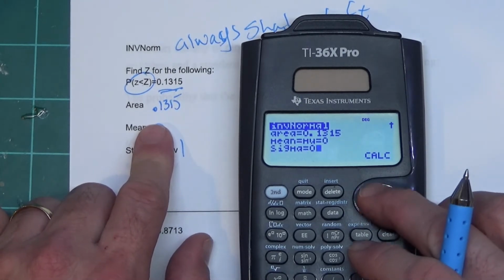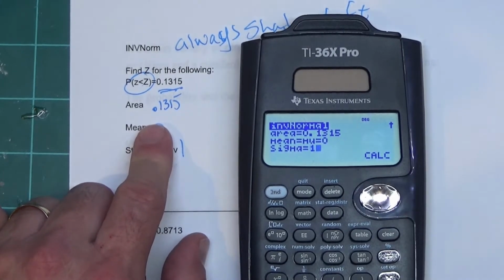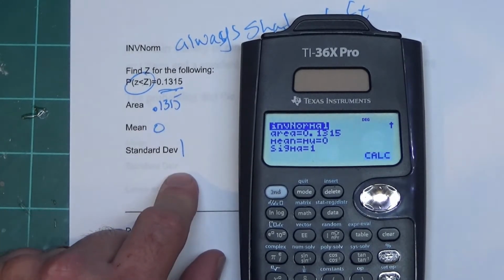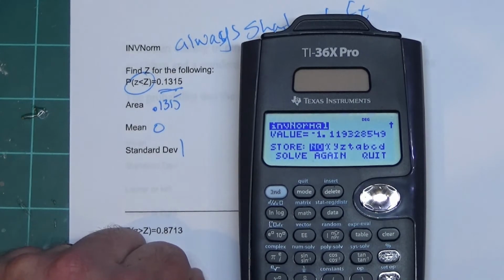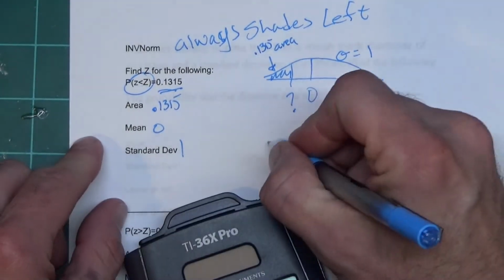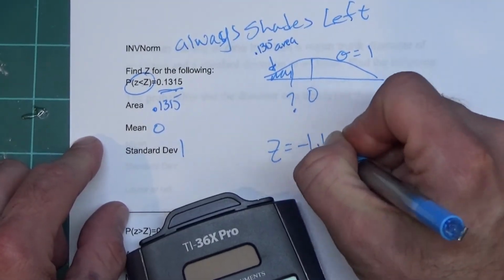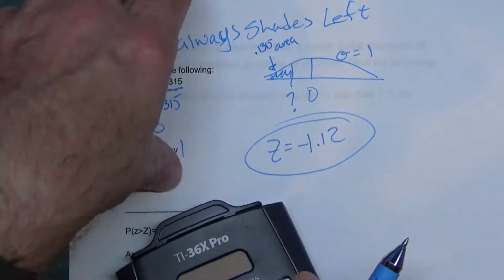Okay, so I might have messed up. Nope, I didn't type in 1. My standard deviation is 1. I just mistyped standard deviation. I hit calculate. I get my answer negative 1.12. So z equals negative 1.12 for that one.